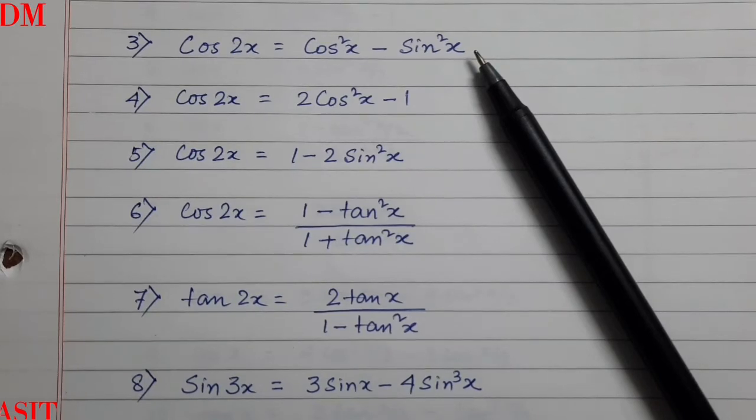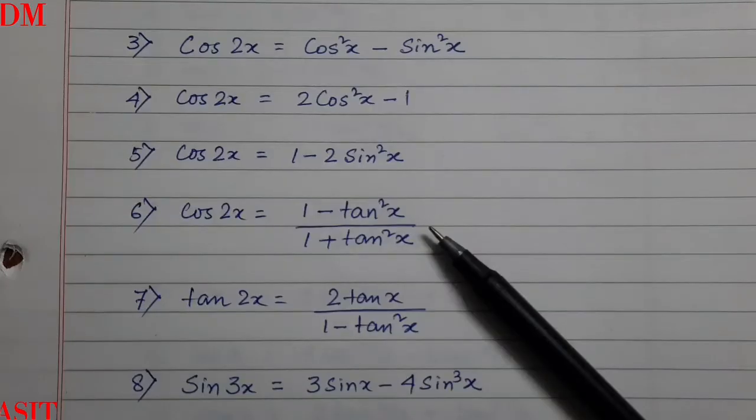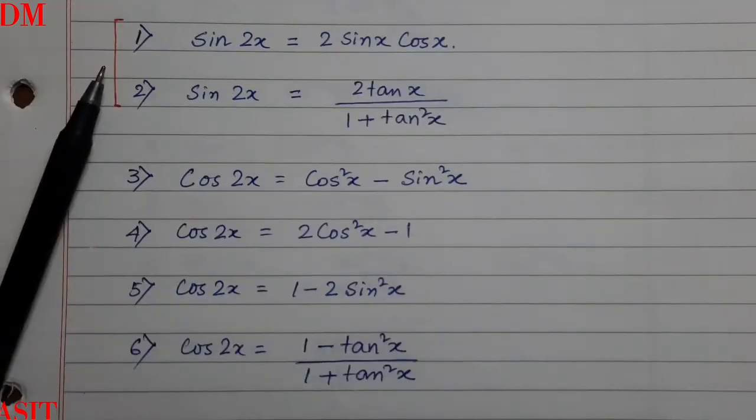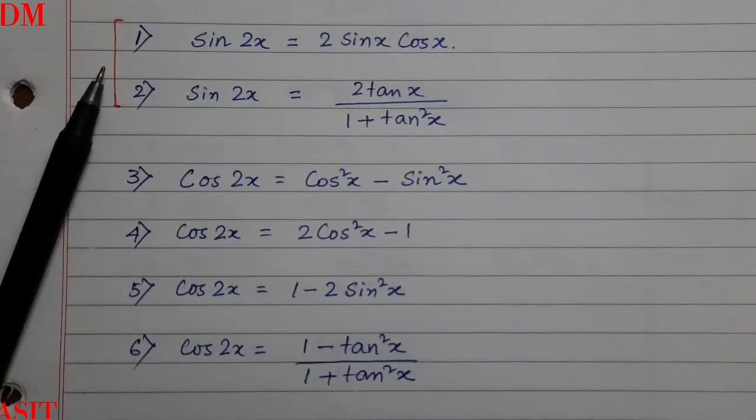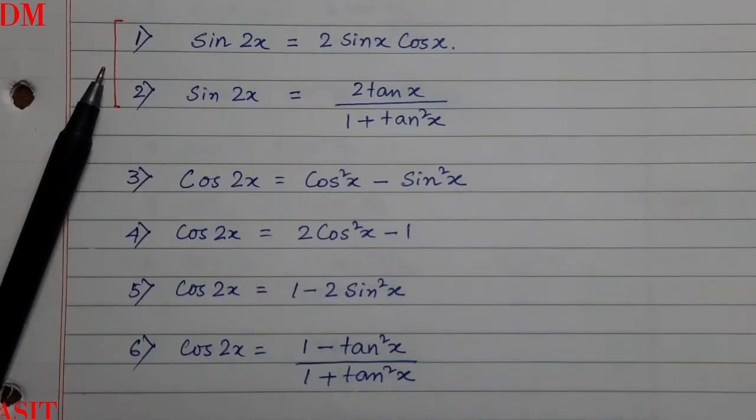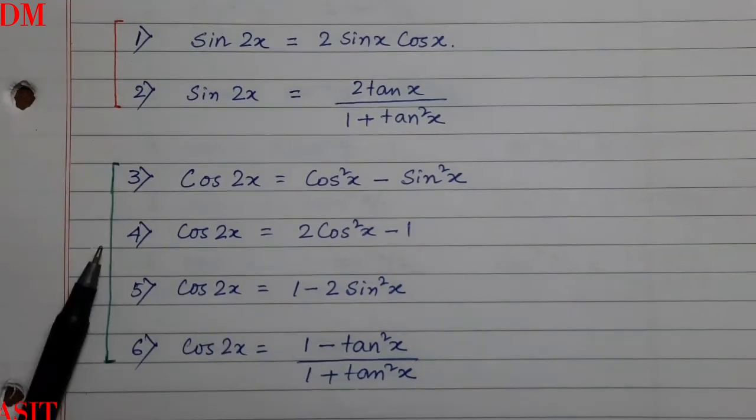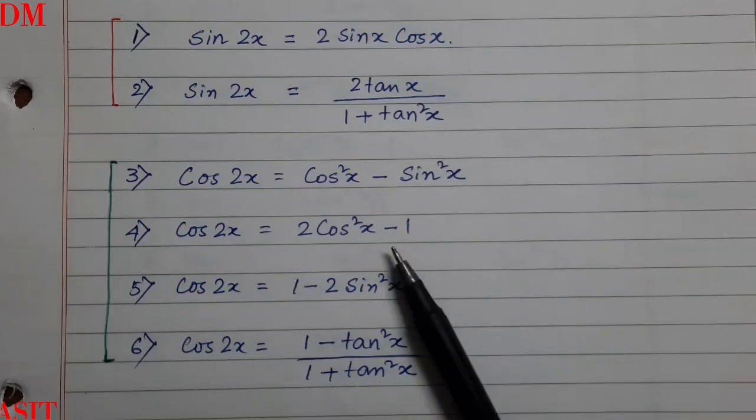Now again in this form, if we divide by sin square x plus cos square x, and again divide both numerator and denominator by cos square x, we will get this form of cos 2x. So cos 2x equals 1 minus tan square x by 1 plus tan square x. So we can see that sin 2x has two forms, these two, and cos 2x has these four forms.